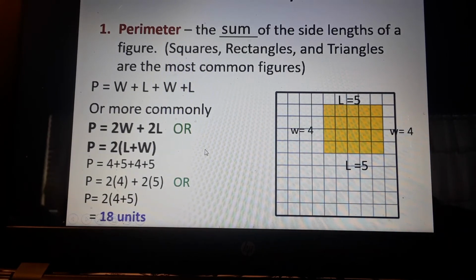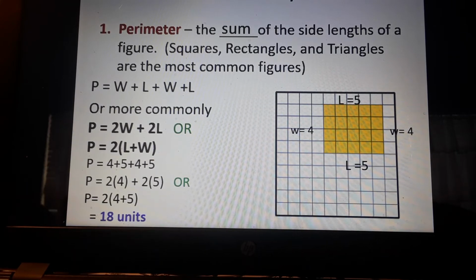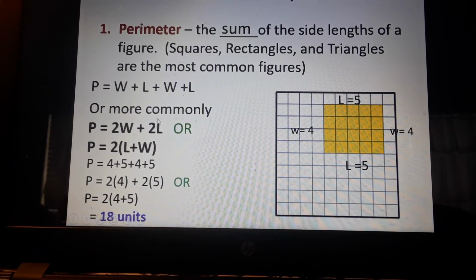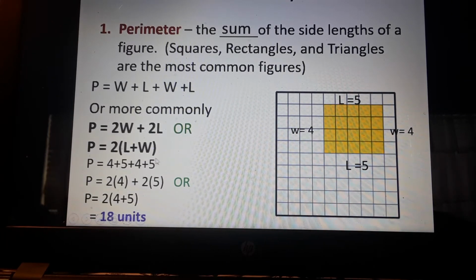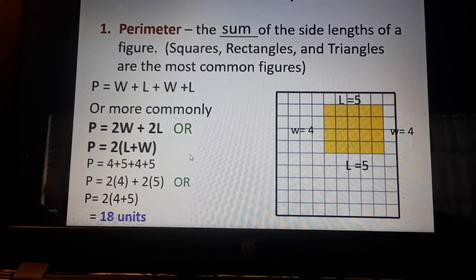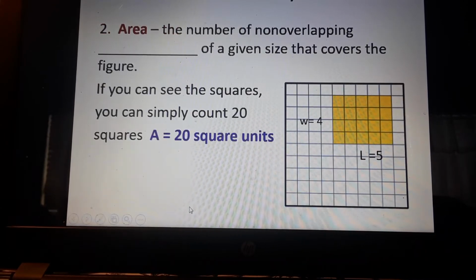But most of the time we're not given the nice little grids to count the units, so we have to know the formulas. There's your 2 formulas right there. You can use either one. As long as you know the length and the width, you can plug that in and figure it out. So perimeter is the distance around, remember around, not the number of squares. We just say units or feet or whatever the units are, inches.